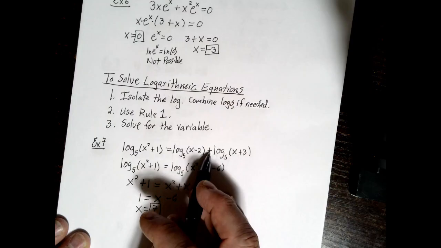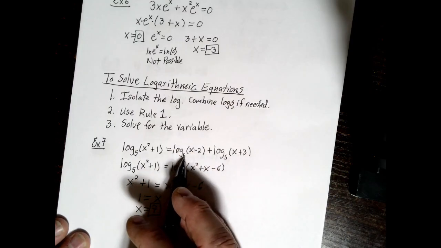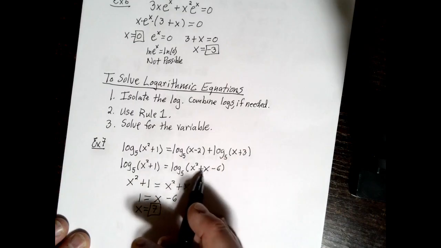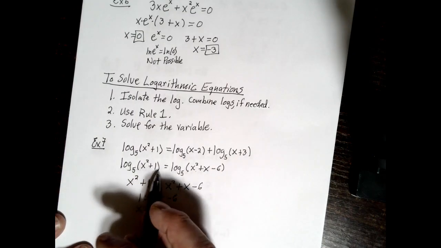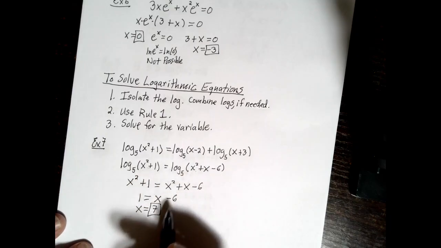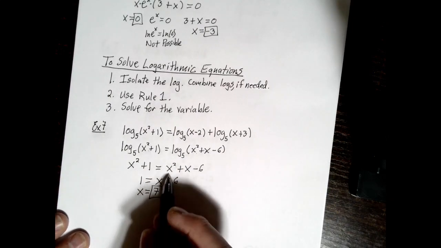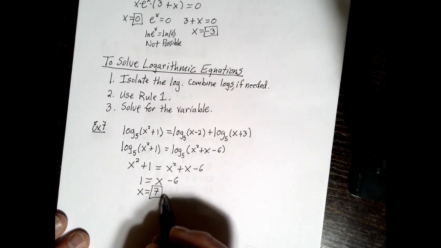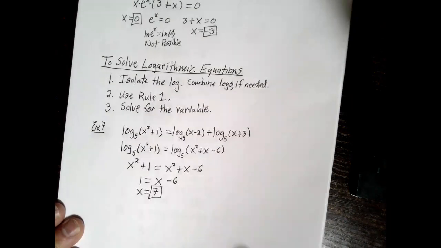These two are being added, so you can write them as multiplication. So this becomes log 5 of x minus 2 times x plus 3, which is really going to give you that. Now if you got log 5 of this equals log 5 of that, then this has to equal that. You can take away the logs, and these two have to be equal. And now when you subtract x squared, and then you add 6, you get x equals 7.